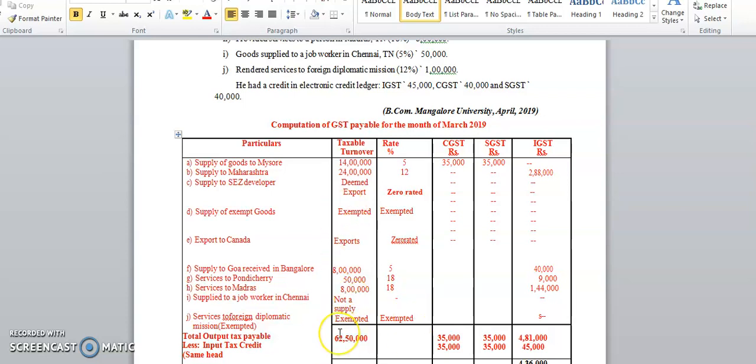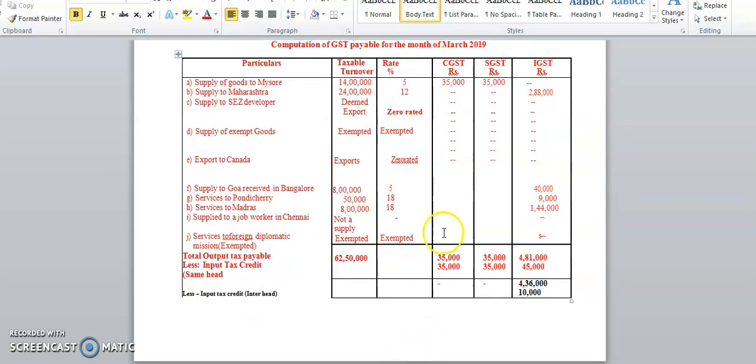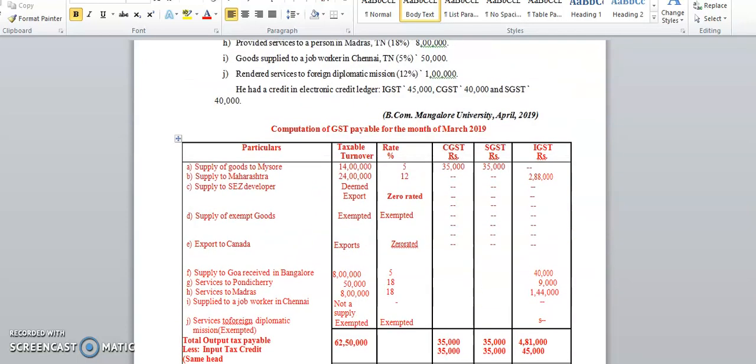Next is the taxable turnover column, it is 62,50,000. CGST total will be 35,000. SGST total will be 35,000, and IGST total will be 4,81,000. The next part is he had a credit in electronic credit ledger. IGST 45,000, CGST 45,000, SGST 45,000. So if you see here, IGST 45,000 is there in the electronic credit ledger, that is input tax credit available. IGST 45,000, CGST 40,000, and SGST 40,000.